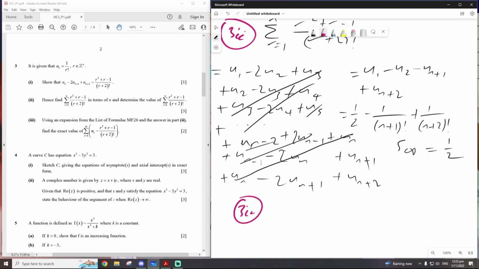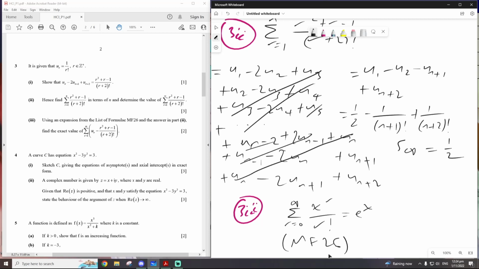So for the last part, using expansion from the list of formulae MF26, okay, so one of the great things you need to know is that sum r equals 0 to infinity of x to the r divided by r factorial is e to the power of x. This is the Maclaurin series for e power x, and this is in the MF26.